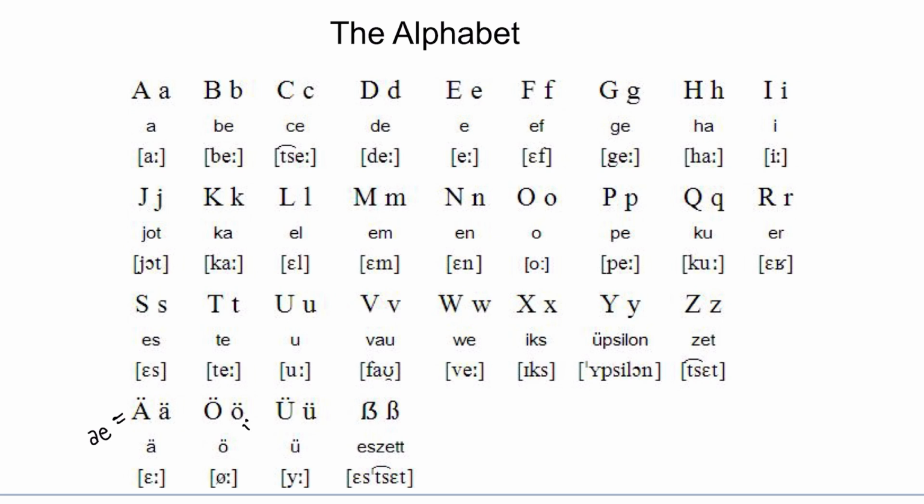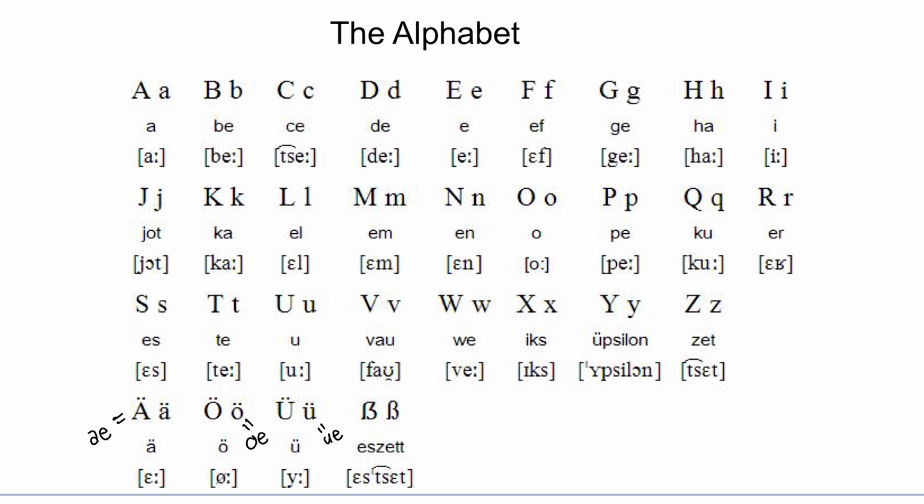O umlaut is O-E, so it's like an O sound, Oi. And U umlaut is U-E. There's like a U kind of sound. So they are more challenging to pronounce individually. However, in words, they are much easier to pronounce. As we go through the next lessons, we'll be learning some words that utilize these special letters, and we will learn how to pronounce them easier.